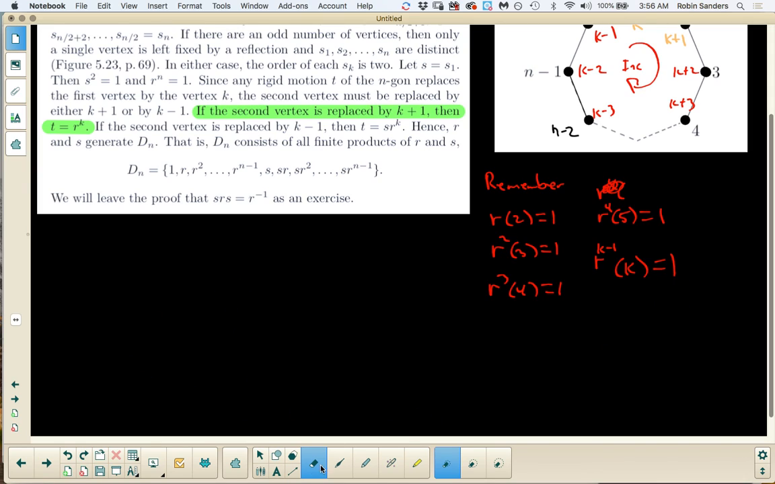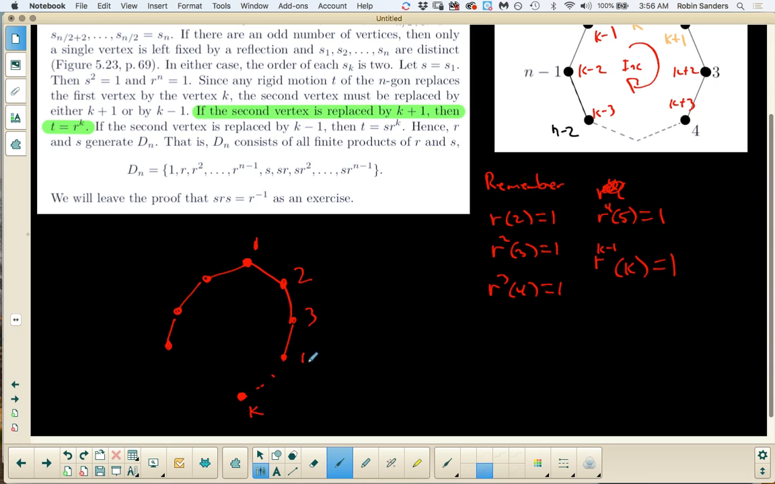So I'm going to have my n-gon here. But this time I'm going to focus in on whatever the k is. And this is the beginning of our cycle. And 1, 2, 3, 4. We keep going. And let's see, k minus 1 is there. K plus 1 is here. We keep going. And eventually we get to, this is n minus 1, this is n minus 2.